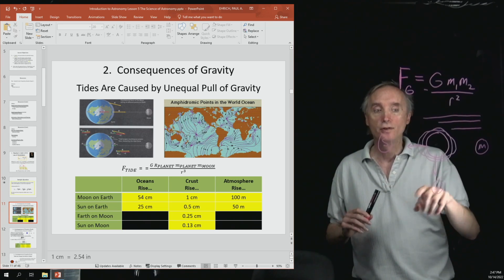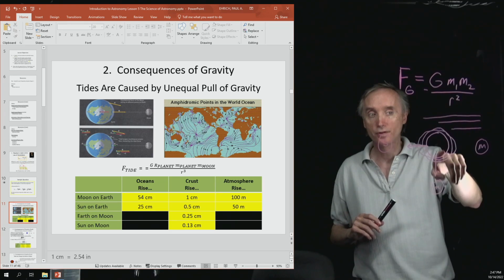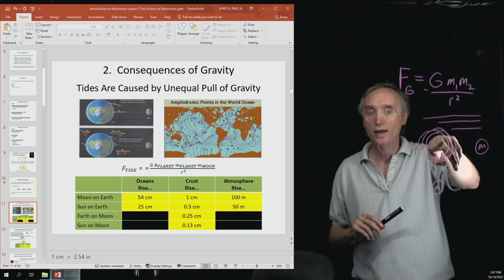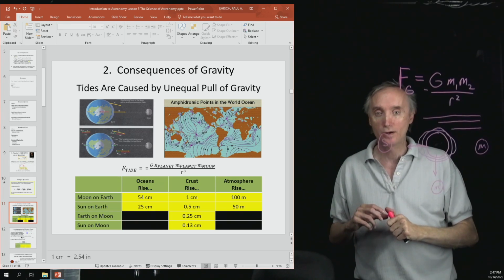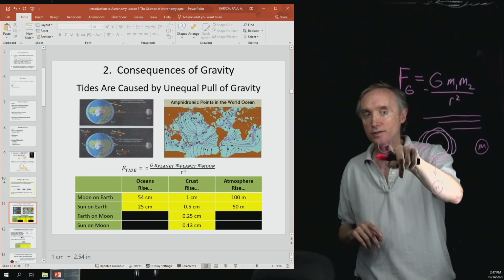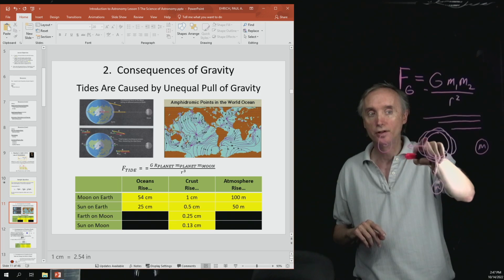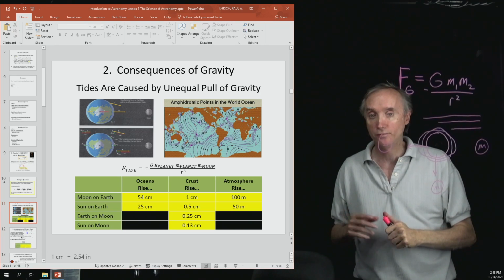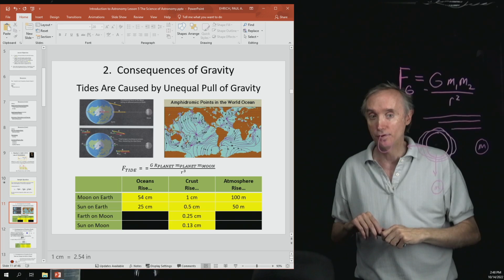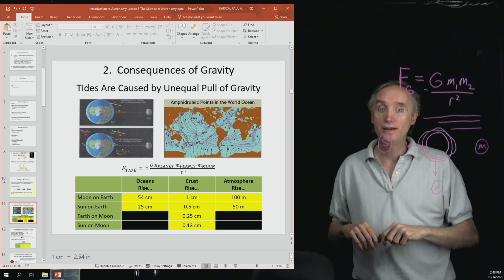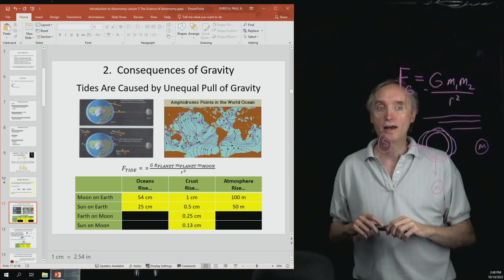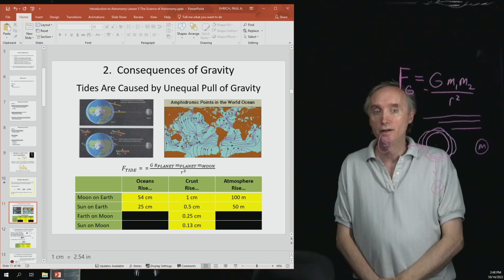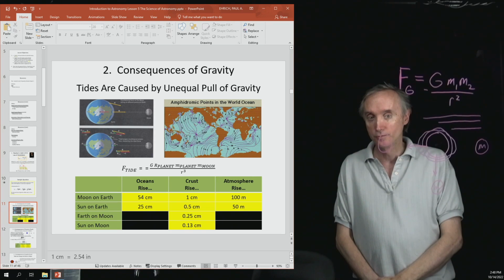Okay, then the moon is pulling on the continents as well. So it's pulling on the crust, and so it pulls up the crust by about 1 centimeter. The sun does the same thing, so the sun pulling on the Earth's crust is going to pull it up by about 0.5 centimeters. And the atmosphere. So the atmosphere of the Earth is pulled by the gravity of the sun and the gravity of the moon.